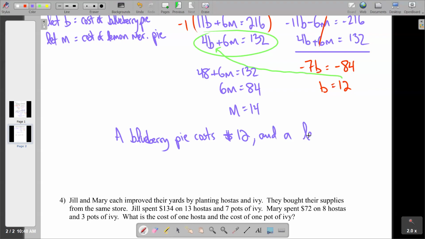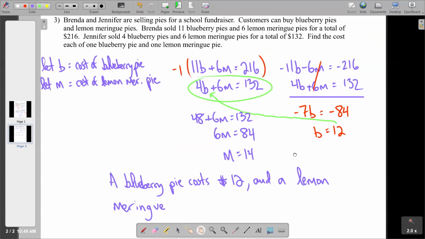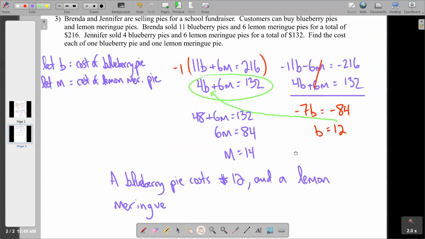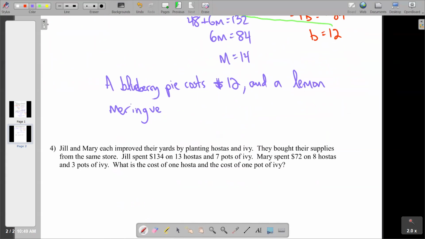and a lemon meringue. Did I spell that right? I did. I got it. I don't know if I've ever actually written the word meringue in my 51, almost 52 years. Crazy. I did it. Bless you. And a lemon meringue pie costs how much?